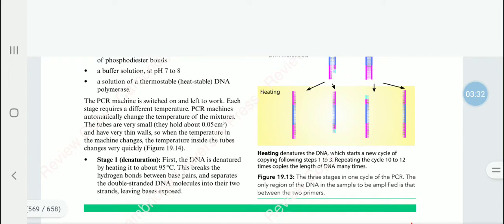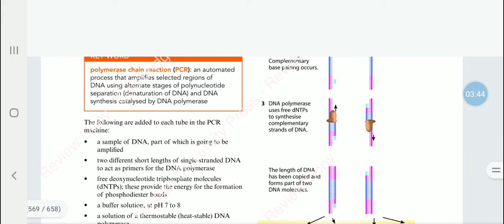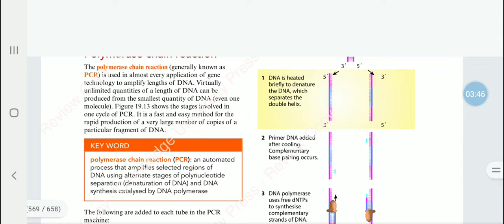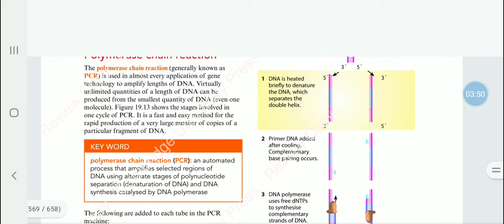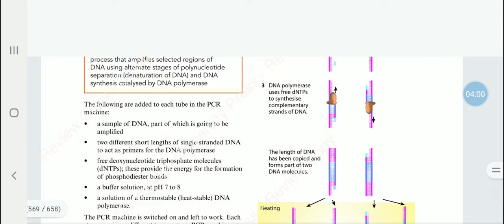So the heating of the DNA would denature it, so that it will present the next steps to be carried out. Here, as you can see at the top of this diagram, the DNA is heated briefly to denature the DNA, which separates the double helix.